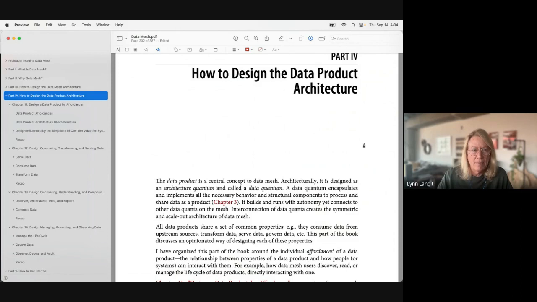And we have the 4 chapters in here, which is design a product by affordances, which we'll get into what that means. And then 12, which to me is one of the most meaty chapters, which is design, consuming, transforming, and serving data. And we're going to do serve data today as part of this meeting. We'll do the consume and transform in the subsequent weeks. And then 13 is design, discover, understand, and compose. And 14 is manage the life cycle, govern, observe, debug, and audit.